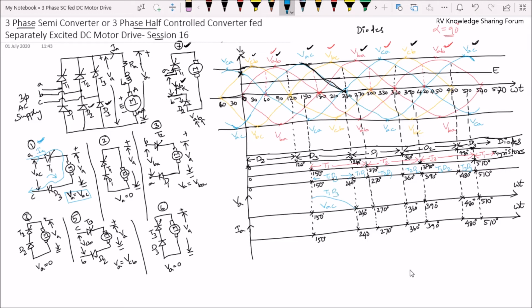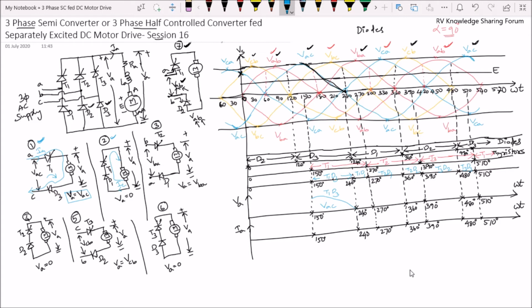And from 240 degrees to 270 degrees, thyristor T1 and diode D1 are conducting. For this, please refer to circuit 2. Here the current from the motor will flow through diode D1 and T1 and again to the motor.